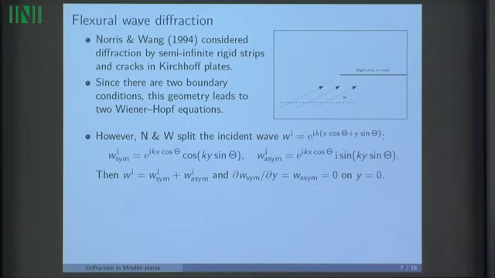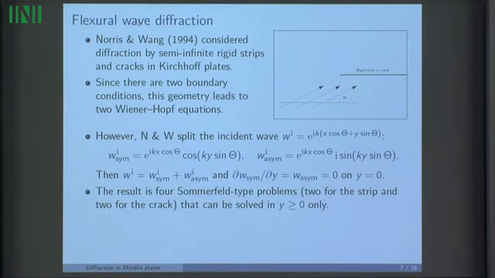So if you then consider those problems separately, which is what Norris and Wang do, you get 4 Sommerfeld type problems, but you only have to solve them in the region y greater than or equal to 0. Each one only has 1 Wiener-Hopf equation, and so they're scalar problems.